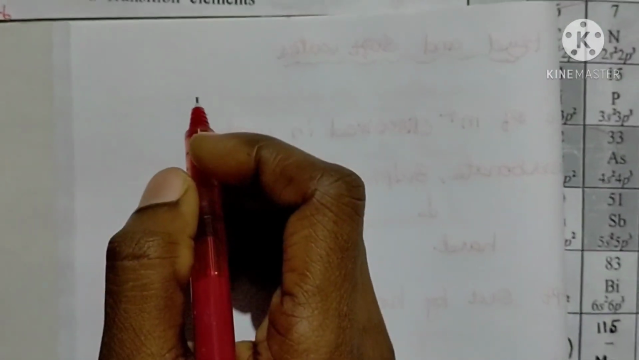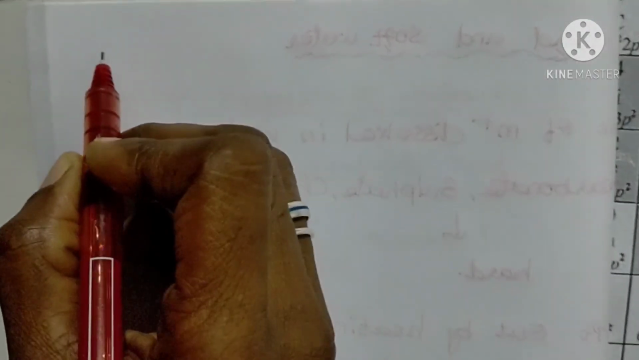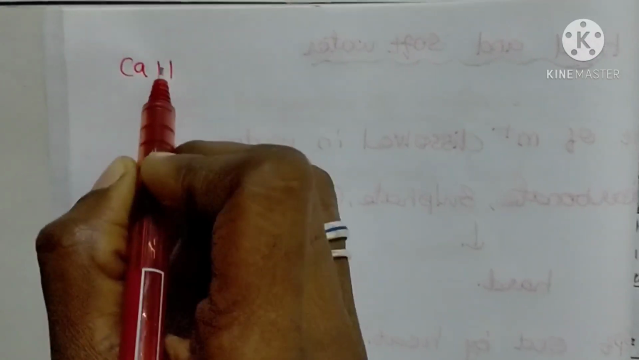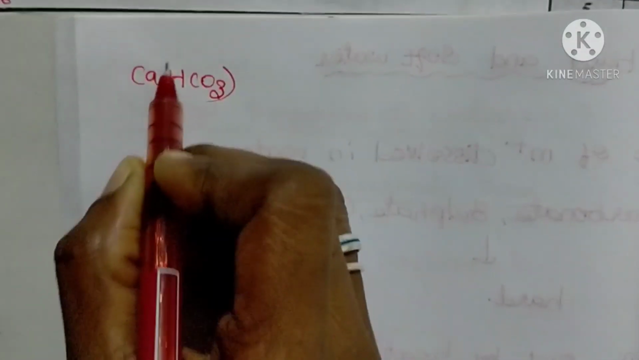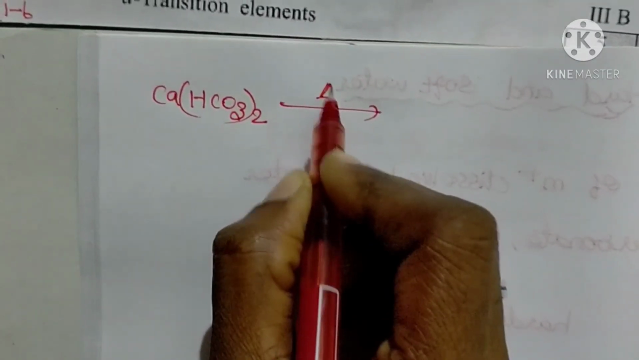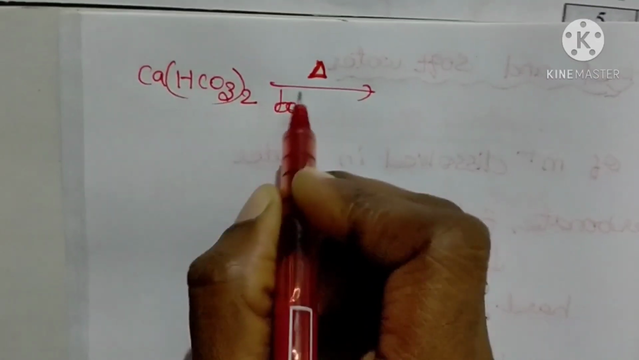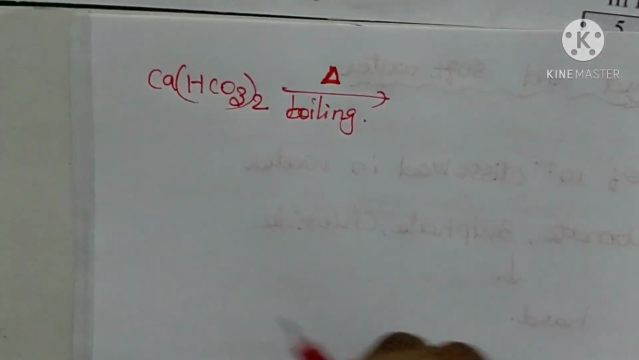In temporary hardness, what salts are present in the water? Magnesium bicarbonate and calcium bicarbonate. So write magnesium bicarbonate and calcium bicarbonate, which undergo heating, or boiling.